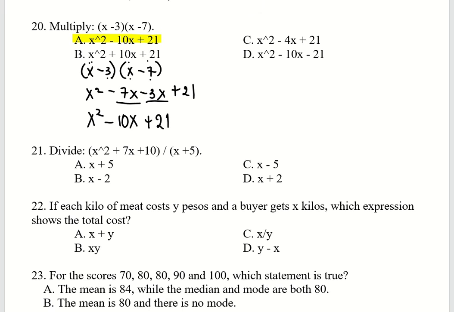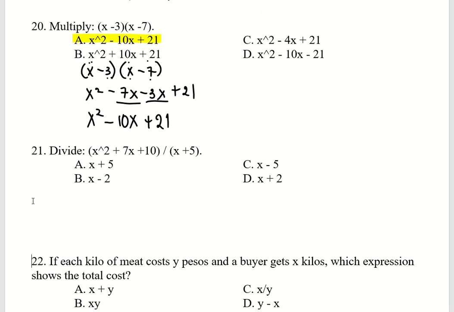Okay, next, divide. Okay, so we have here trinomial by binomial. So you cannot just simply cancel out the numbers here. First thing that you have to do is to factor x squared plus 7x plus 10 over x plus 5. Okay, so again, you have to factor this out. So you have to think of factors of 10. When you multiply it, the answer is 10. But when you add it po, ang answer po ay 7.